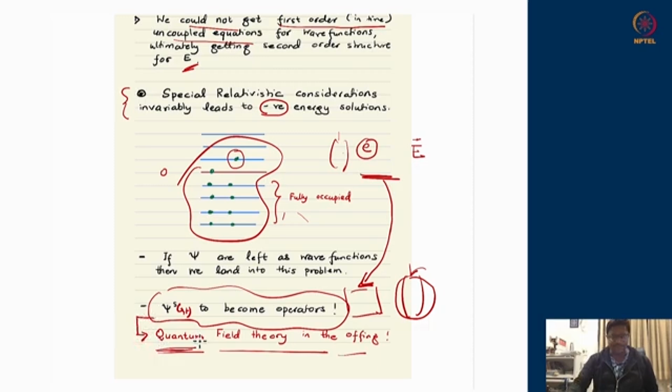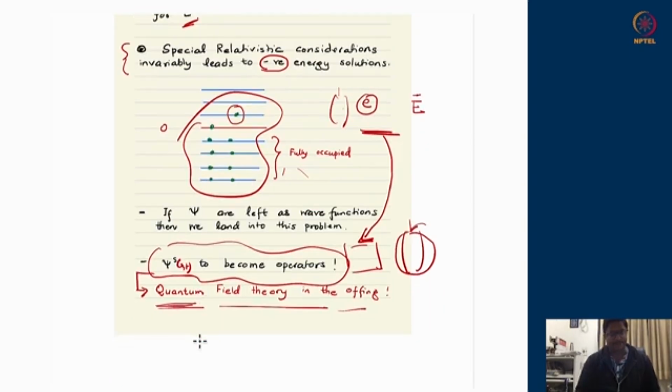So we see that both attempts, first order and second order, invariably lead us to a structure hinting towards a quantum field theory. Now it looks like there is no escape but to deal with quantum field theory, to develop a theory which talks about fields and not about wave functions. And that is what we will try to do in the next class onwards. Okay, so I stop here.